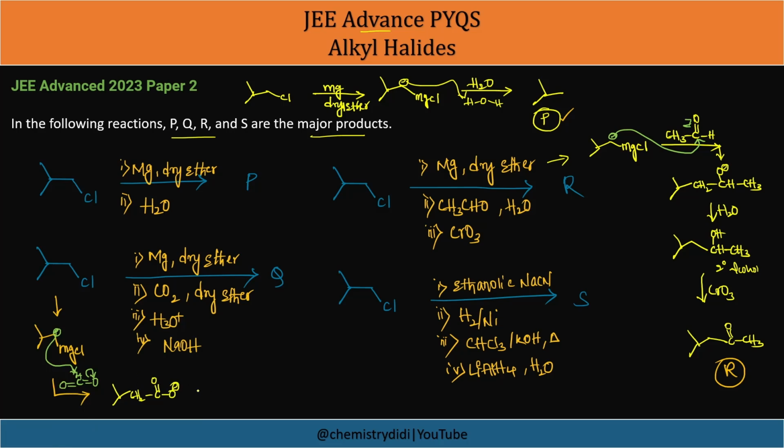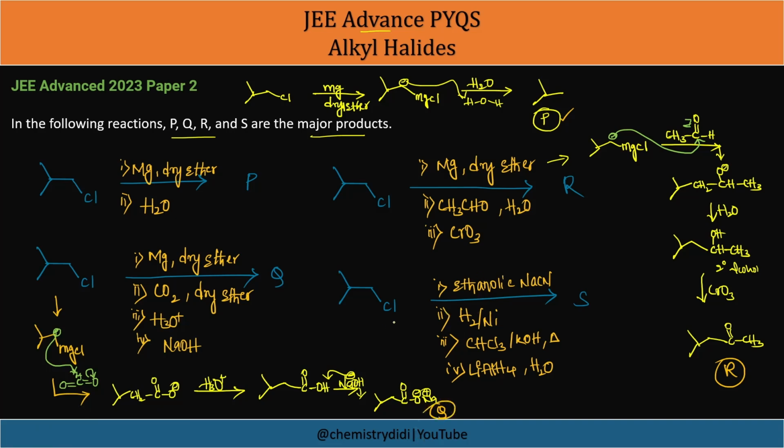They have given further hydrolysis, H3O plus. It will abstract a hydrogen and form C double bond O OH. And here they have given NaOH. This base will abstract this acidic hydrogen and form a salt, C double bond O negative, Na plus. I hope you have understood. This is our product Q.